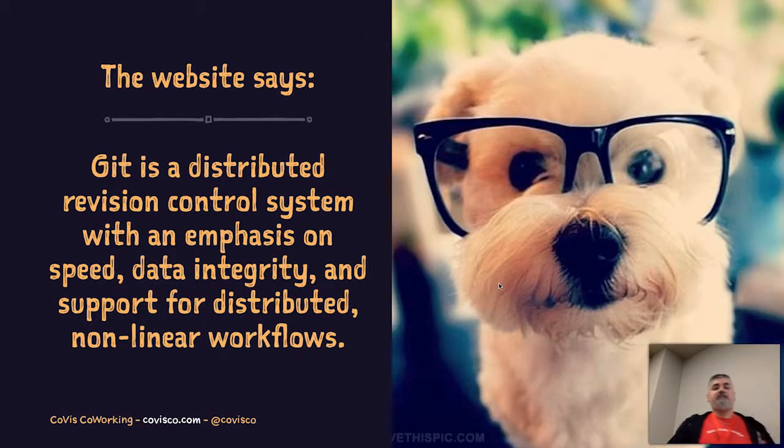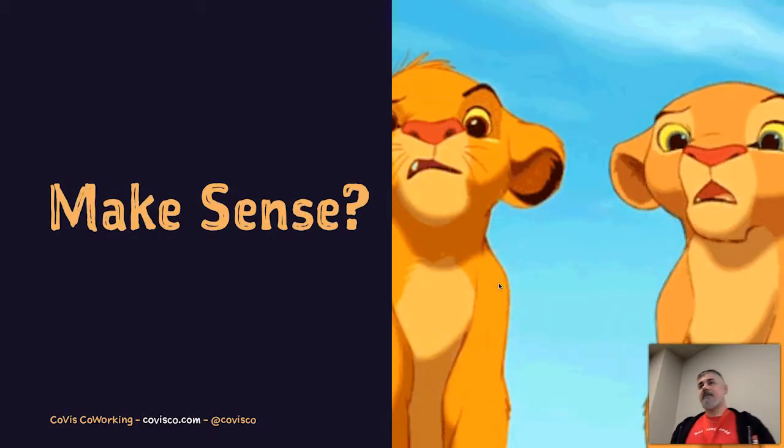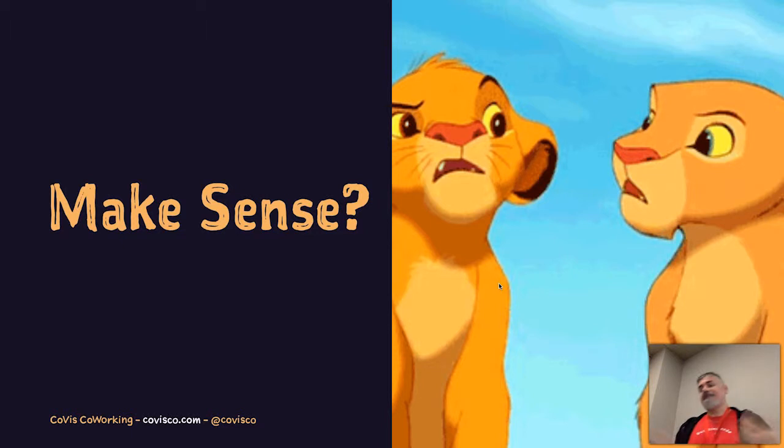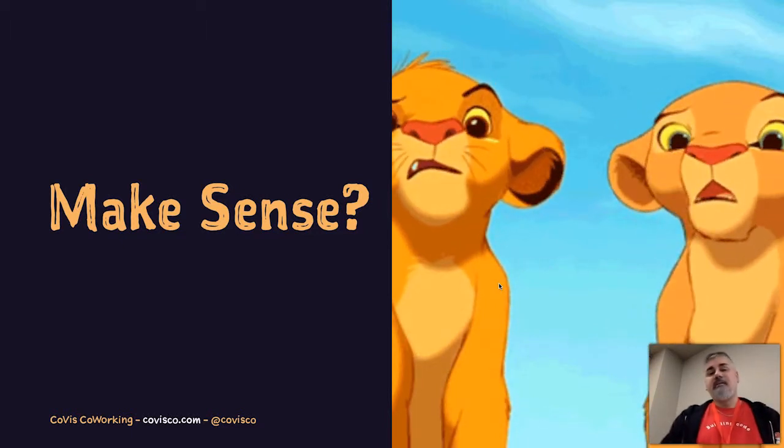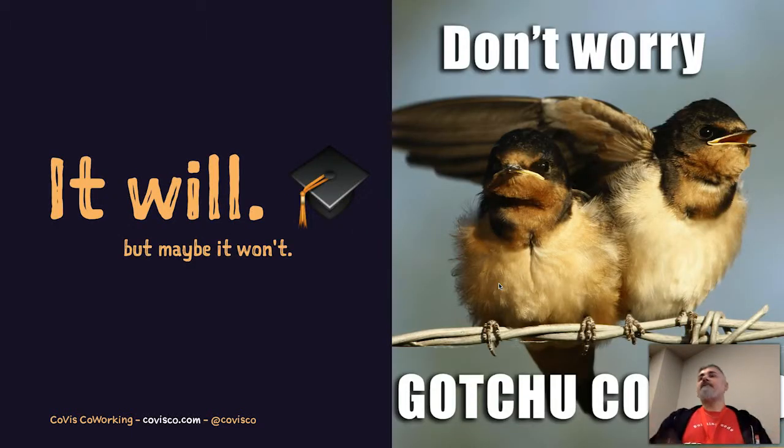According to the website, Git is a distributed revision control system with an emphasis on speed, data integrity, and support for distributed nonlinear workflows. That makes sense, right? I got it. Actually, I don't. But it will by the time you're done with this session. Or maybe it won't. But we'll try.